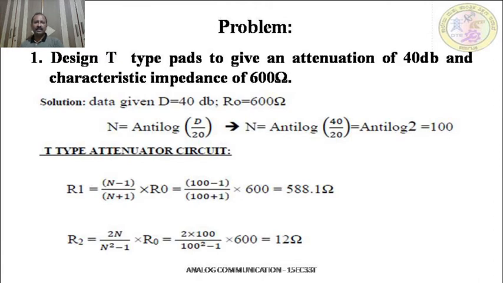First I am going to calculate. D is given by 20 log base 10 n. Now you have to calculate n is equal to anti-log of D divided by 20, that gives 100.